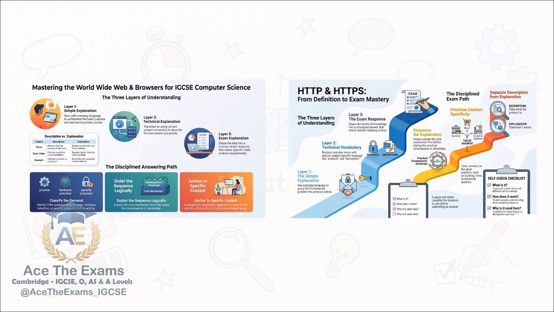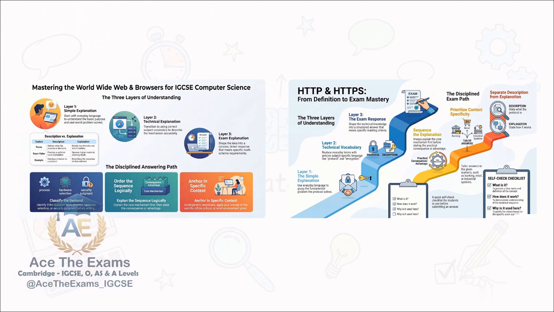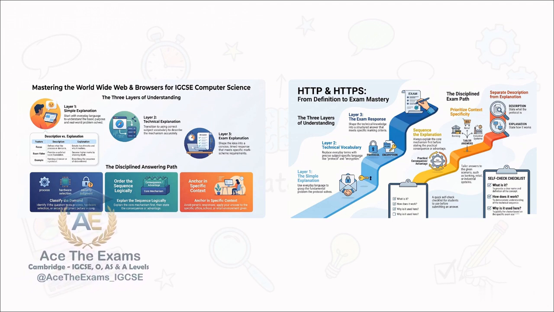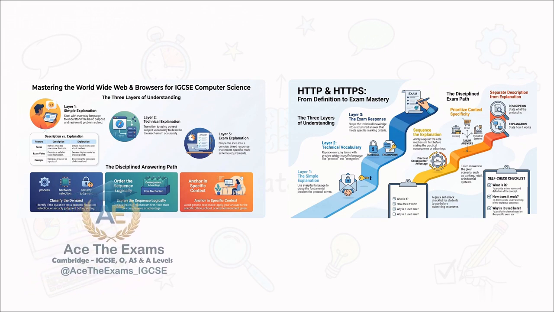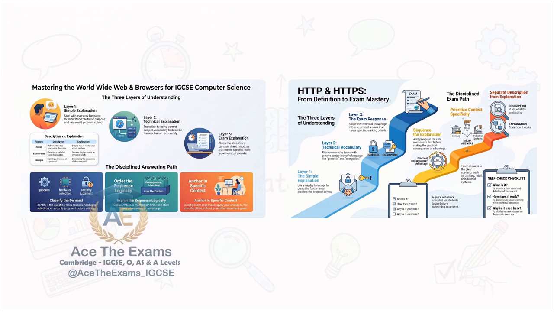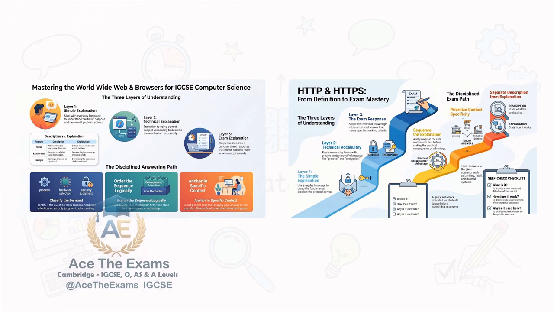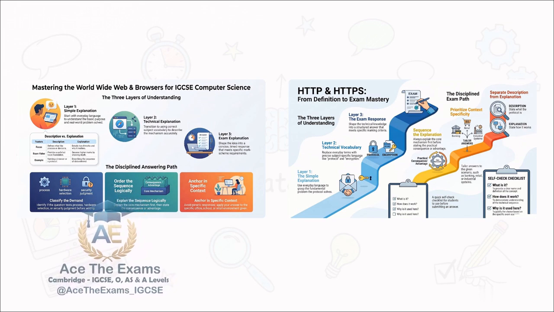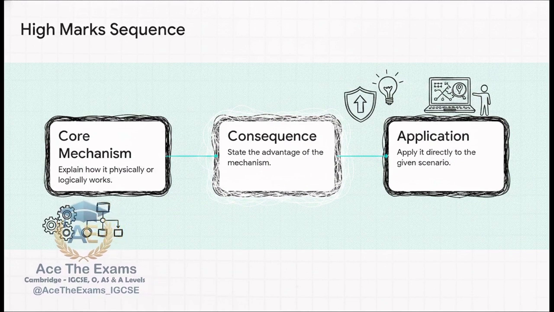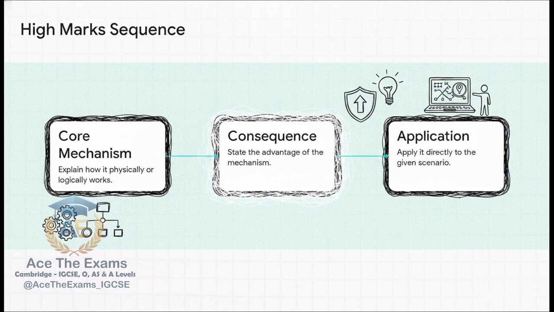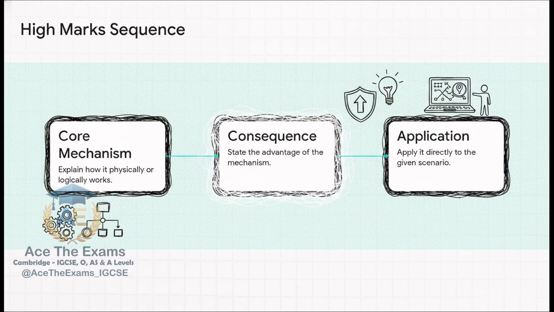Whether you're explaining how a browser renders HTML or maybe why a bank uses HTTPS, the discipline remains exactly the same. You have to order the sequence logically, and crucially, you have to anchor it in a specific context. The examiner doesn't just want to know that HTTPS encrypts data, they want to know that it specifically secures customer payment details for the exact online retail store mentioned in your prompt. So to secure those higher marks on demanding questions, always follow these 3 steps in this exact order. First, clearly explain the core mechanism of the technology. Like, how does it physically or logically work?